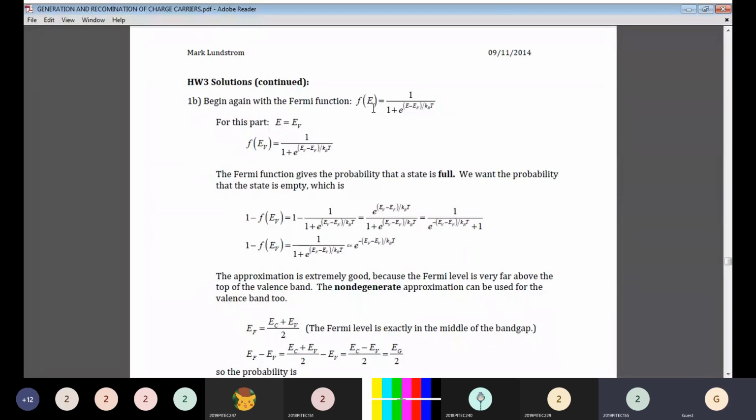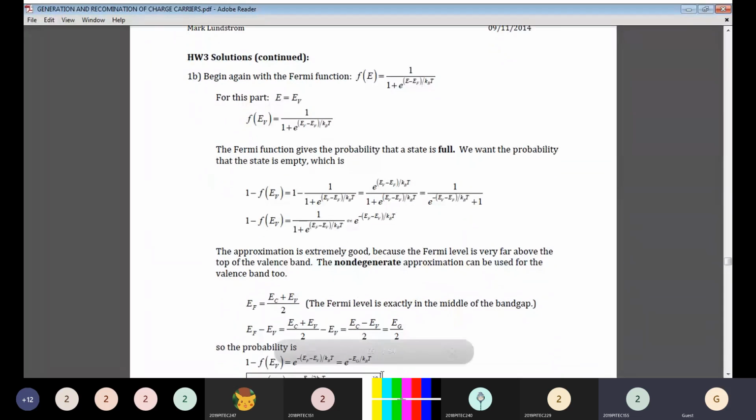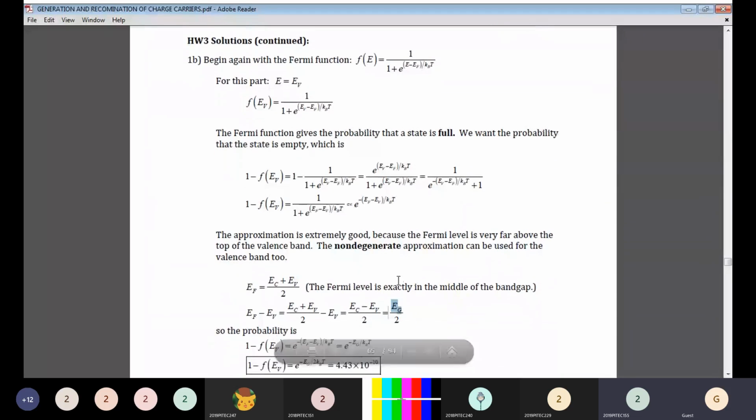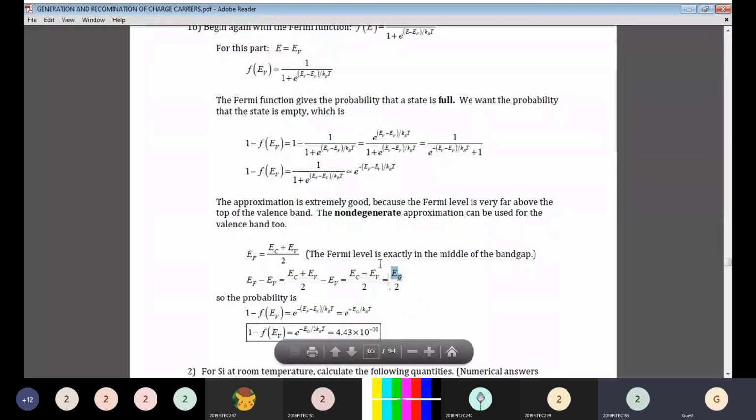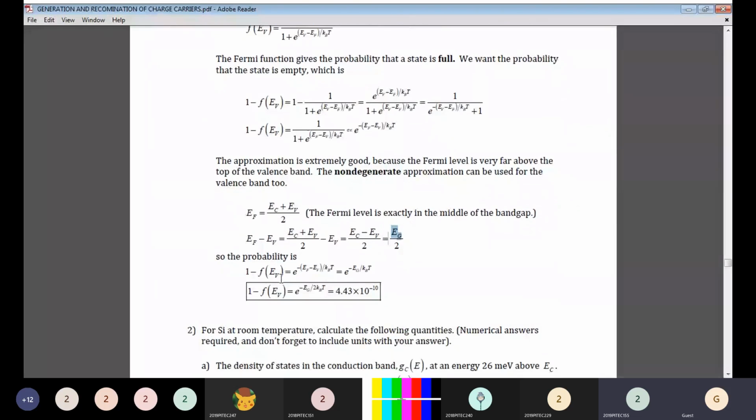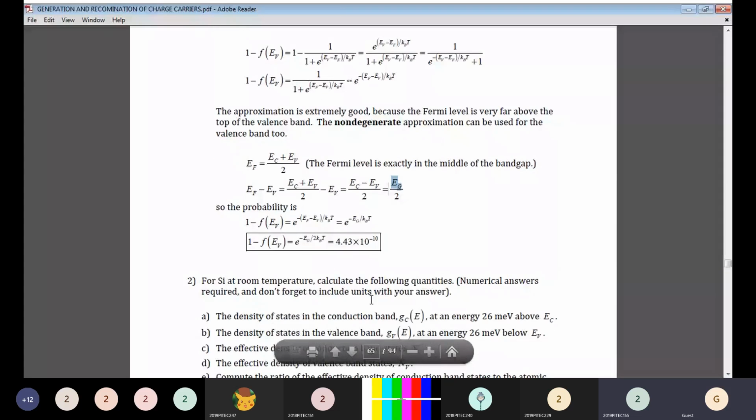And begin again with the Fermi function f(E) equal to 1 divided by 1 plus e to the power (E minus E_F) by k_B T. Now here instead of E_C, you substitute E equal to E_V. f(E_V) equal to 1 divided by 1 plus e to the power (E_V minus E_F) by k_B T. Repeating the same procedure, here also we calculate E_F minus E_V equal to E_G by 2, similar to the previous one. So the probability 1 minus f(E_V) equal to e to the power minus (E_F minus E_V) by k_B T, which is equal to e to the power minus E_G by 2 k_B T. So 1 minus f(E_V) equal to 4.43 times 10 to the power minus 10.